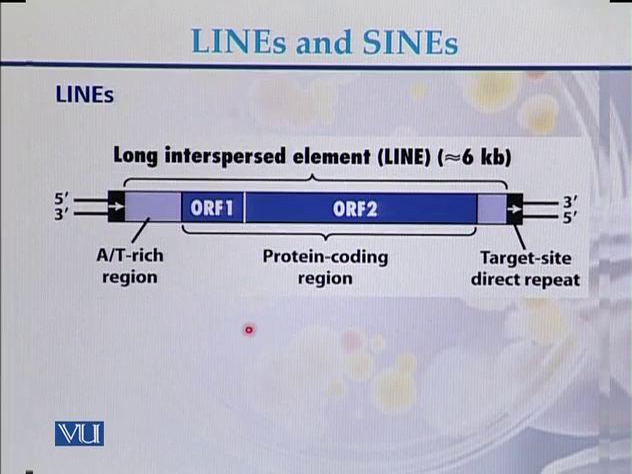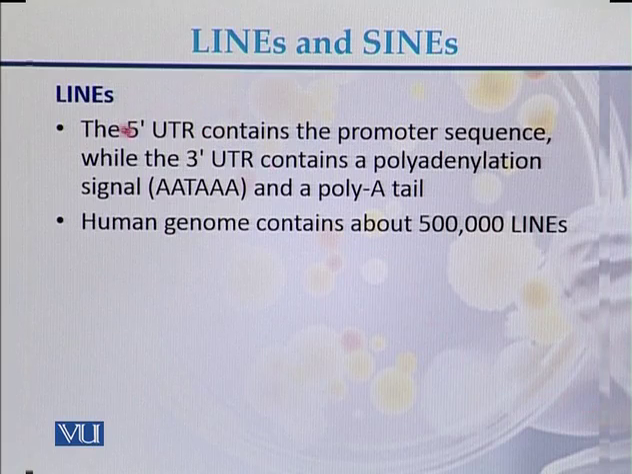This is a typical diagram of the LINEs. The LINE consists of approximately 6 kb DNA, and we can see that there are two ORFs, ORF1 and ORF2, and on both ends there are untranslated regions. The 5' UTR region of the LINEs contains promoter sequences, while the 3' UTR region contains a polyadenylation signal or a poly A tail. In the human genome, there are approximately 500,000 LINEs present throughout the genome.